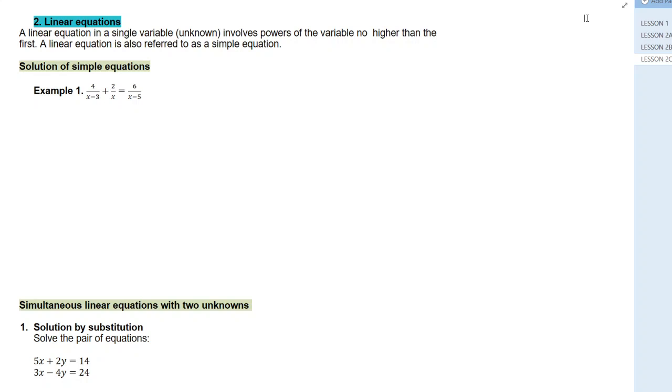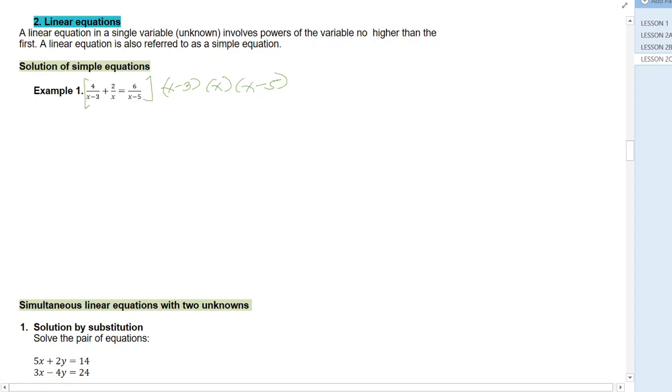So if we have here a simple equation, if that is your example number 1, we have there 4 divided by x minus 3 plus 2 over x is equal to 6 over x minus 5. To be able to get the value of x, of course, we multiply the whole equation by the denominators, which is x minus 3, your x, and then your x minus 5.